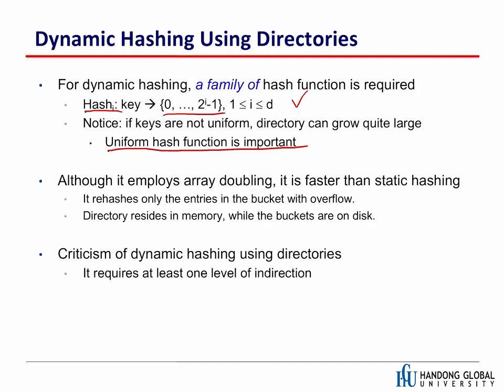Although it employs array doubling, it is faster than static hashing. That's what it said, right? When we double the directory, we might waste some memory space, but it's better than static hashing. And also, it is faster than static hashing because dynamic hashing using directories rehashes only the entries in the bucket with overflow.